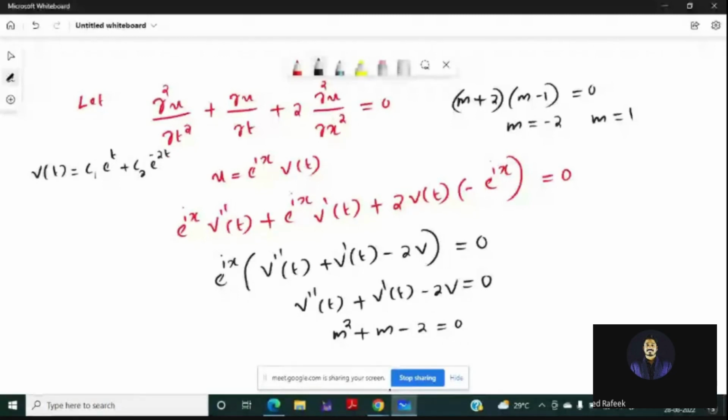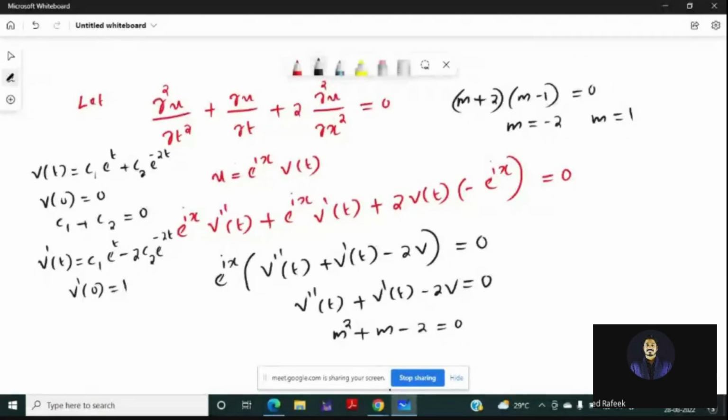Yeah, now use the conditions. V of 0 is equal to 0. From this, C1 plus C2 is equal to 0. And you can differentiate our solution. V dash of t is equal to C1 e raised to t minus 2C2 e raised to minus 2t will come. Use V dash of 0 is equal to 1.